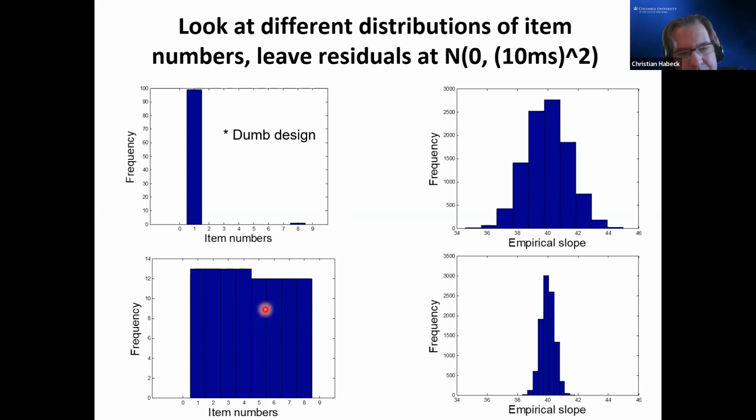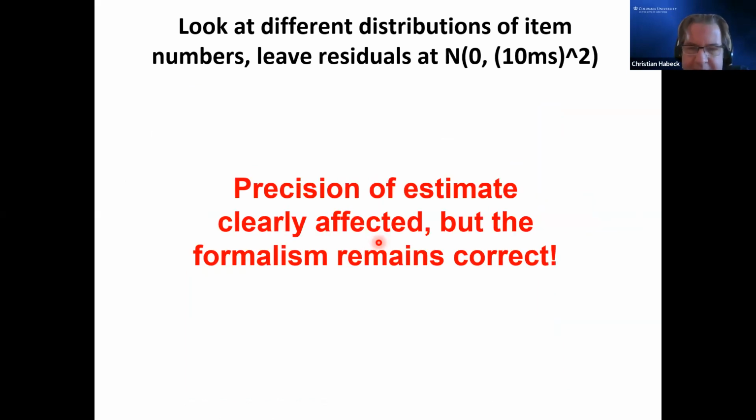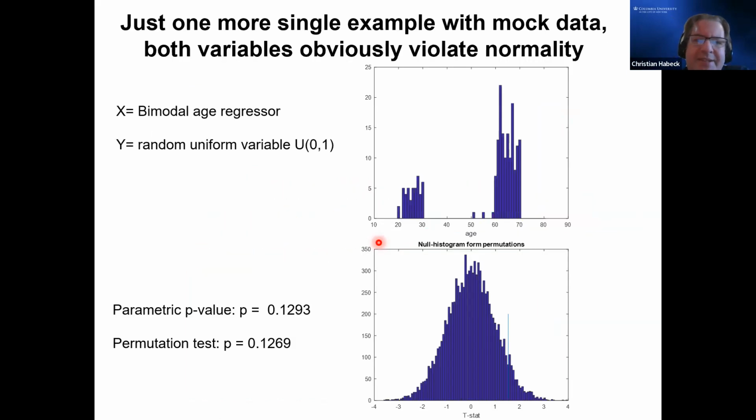Instead, if you take the uniform distribution, your precision gets much better, right? So this is just to make the point: you can use funky distributions of the independent variable that might hurt you because your precision is very poor, but the formalism isn't perturbed. It's not wrong, right? And that's exactly what I said here. And here's the last thing. This is just what I did this morning.